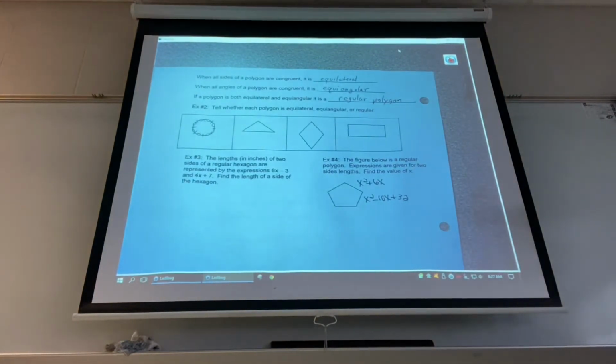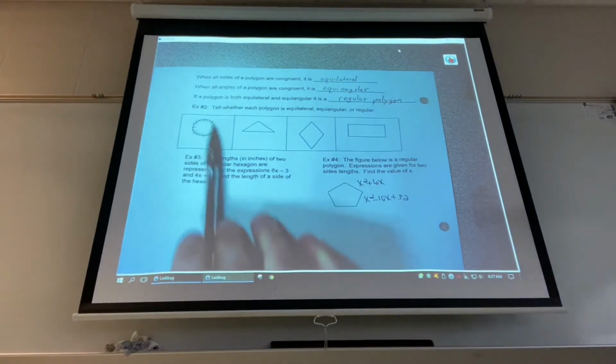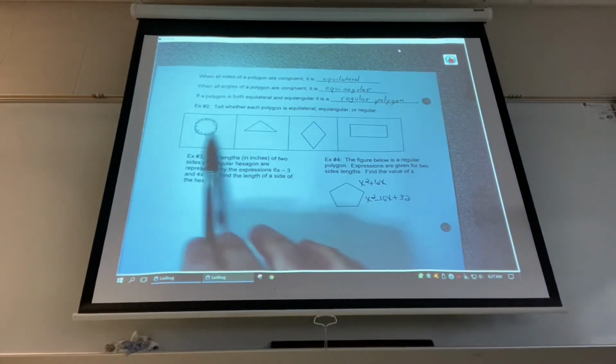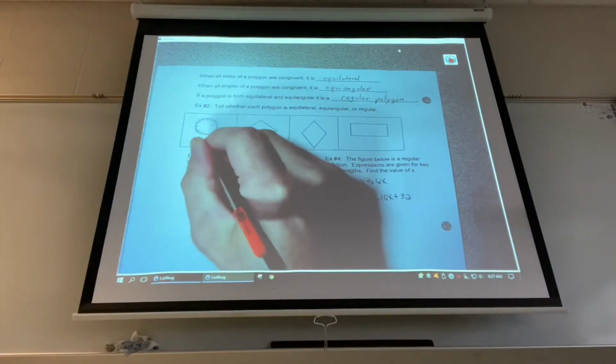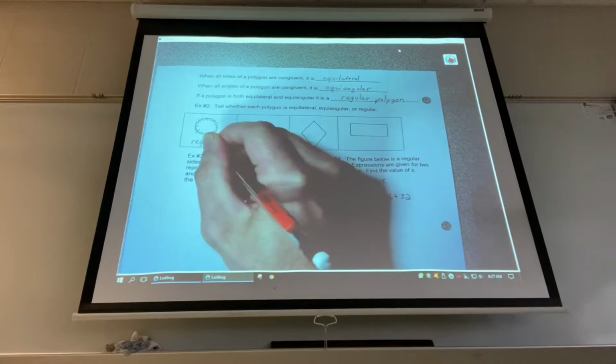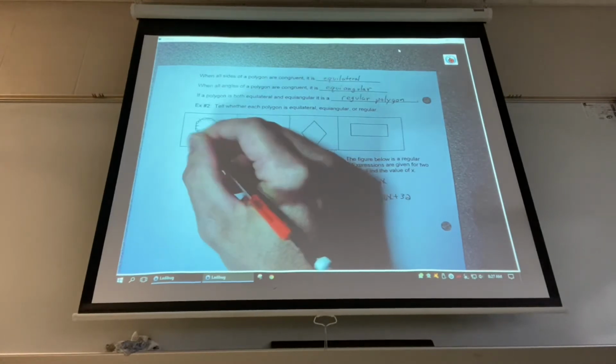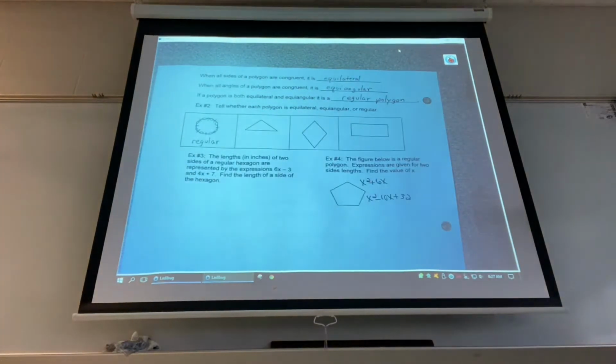So does everybody agree that what I've drawn here is that each angle is the same and each side is the same? Okay. We have to have all that information to determine that this is what type of polygon? Regular. A regular polygon. And actually, how many sides is it? Eight. So it is a regular octagon.